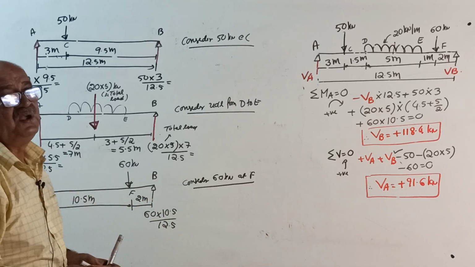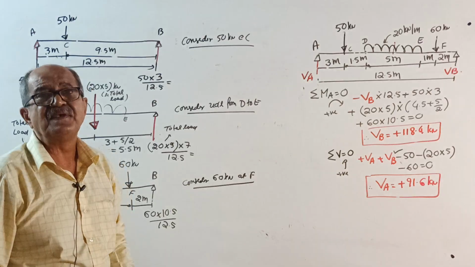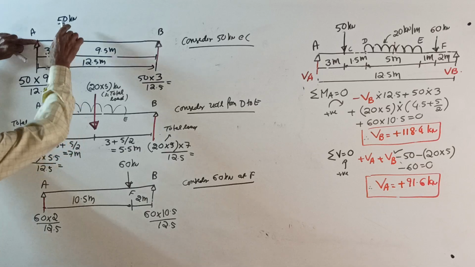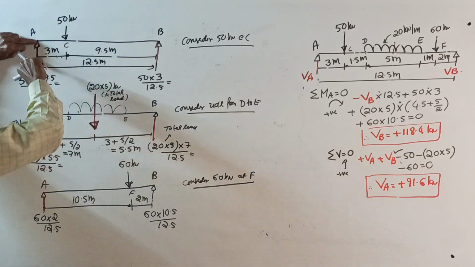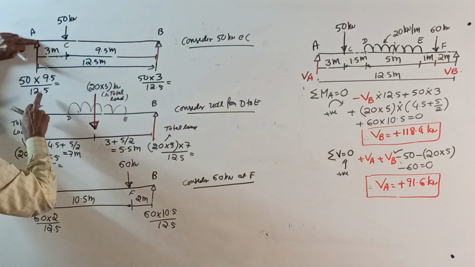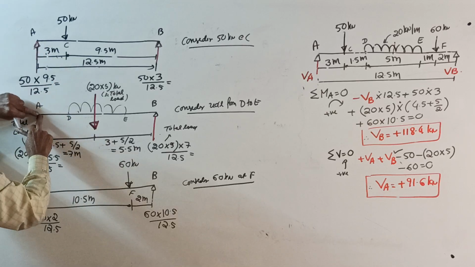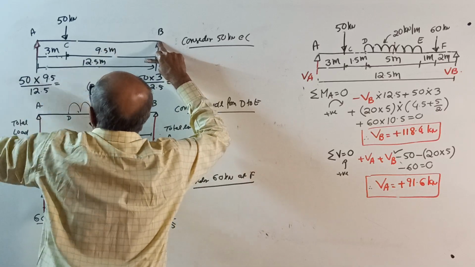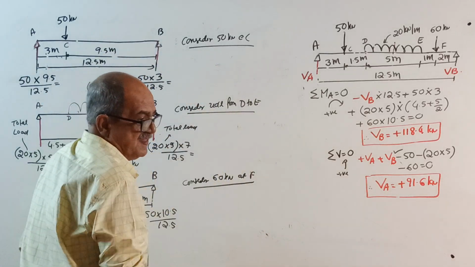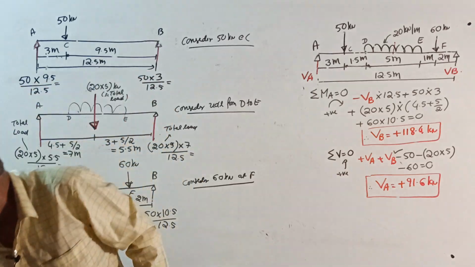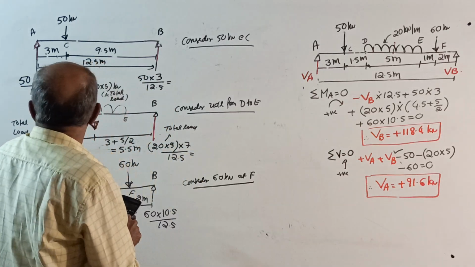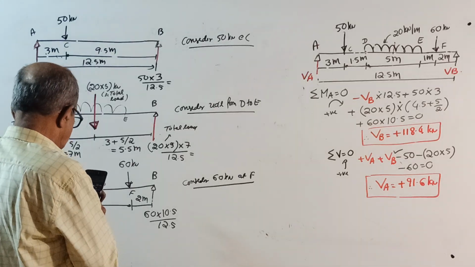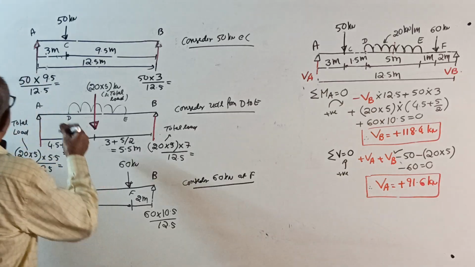Now we get 3 separate cases of just one point load. So this reaction is 50 into 9.5 by 12.5, and this reaction is 50 into 3 divided by 12.5. I will calculate that one. Honestly, I have not calculated, because I know the answer will come. 50 into 9.5 divided by 12.5 will come to 38 kilonewton.